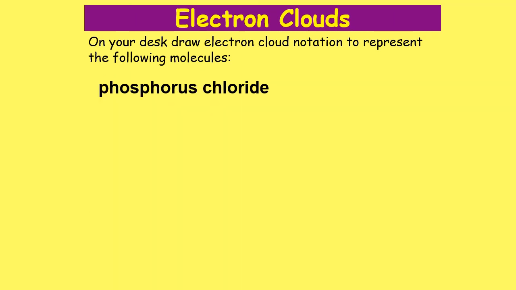So this is one for you to try. So this is phosphorus chloride. So I'd like you to have a go, pause the video and have a go at drawing this for yourself. You will probably want to use the data booklet. If you don't have access to the data booklet, I'll let you know that phosphorus has 5 electrons in its outer shell and chlorine has 7 electrons in its outer shell.